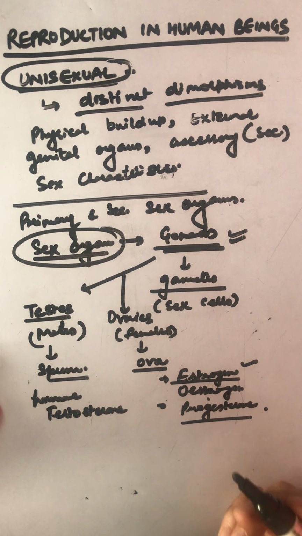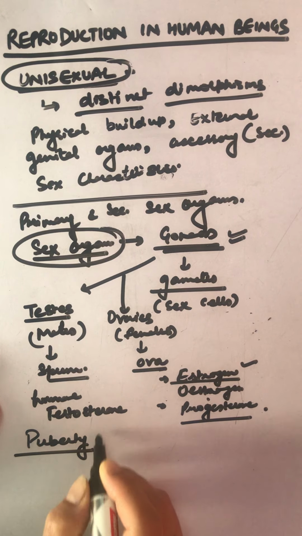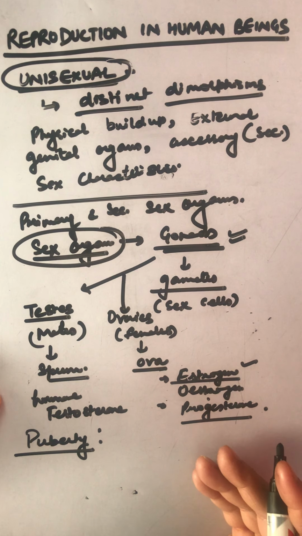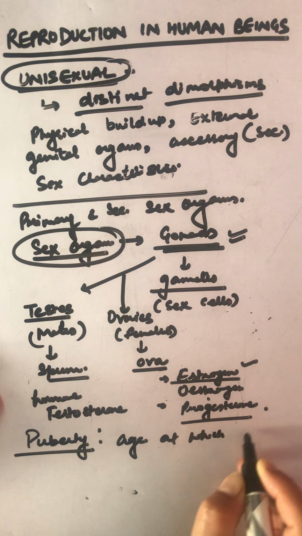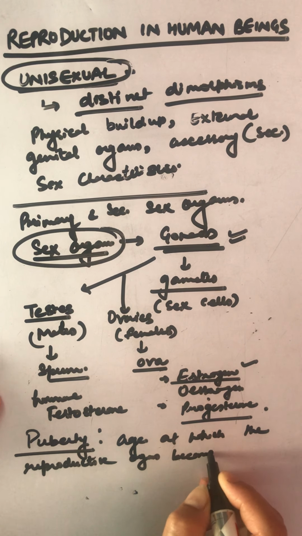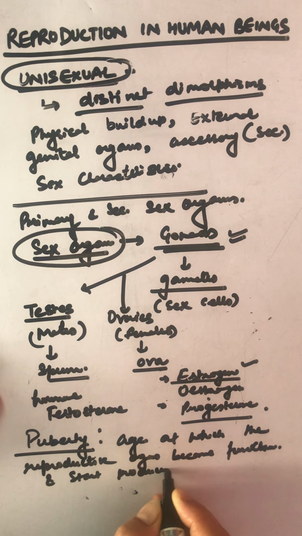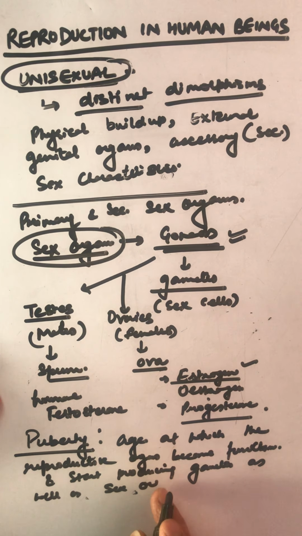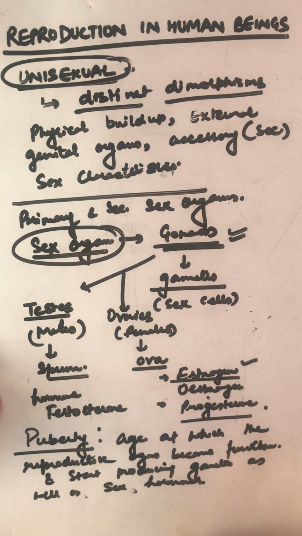When do these primary and secondary sex organs mature? We say it's puberty. The primary sexual organs are present at birth, whereas the secondary sexual characteristics develop at puberty. What is puberty? It is the age at which the reproductive organs become functional and start producing gametes as well as sex hormones. In boys as well as girls, both become sexually mature.